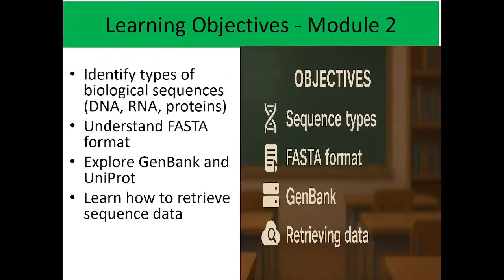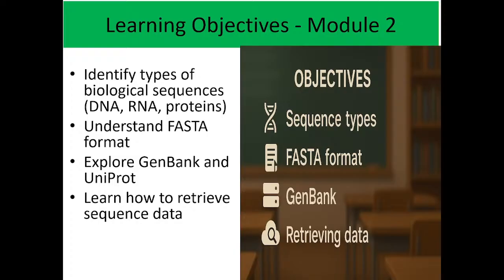Okay, so at the end of module 2, what are those things that are expected of us? Number 1 is to identify types of biological data, that is, DNA, RNA, and protein. You should be able to identify that. And those that deal with others like protein, you should be able to know them.